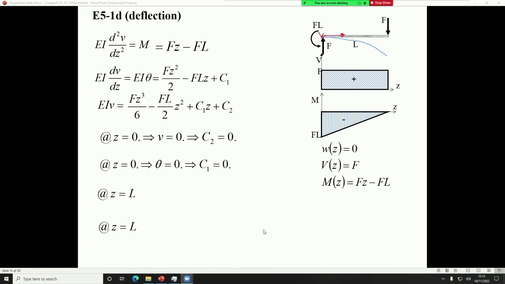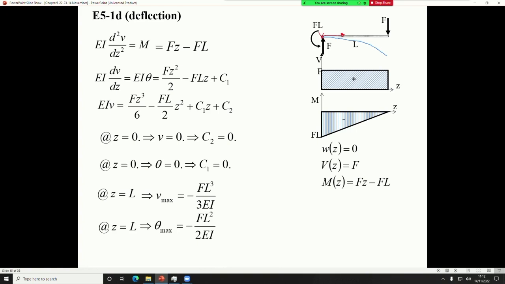The problem is asking us to find the maximum deflection. Where is the position of the maximum deflection for a cantilever beam? Obviously, it's at the free end, where z is equal to L, just substitute it. So that is the Vmax. It is negative, so it is a downward deflection. And at z equal to L, I can also find the slope, which is minus FL squared divided by 2EI.